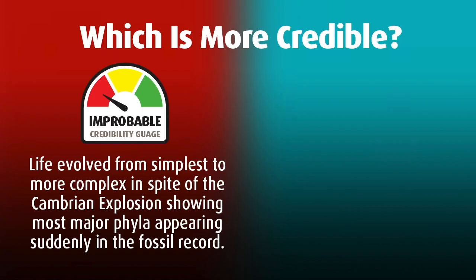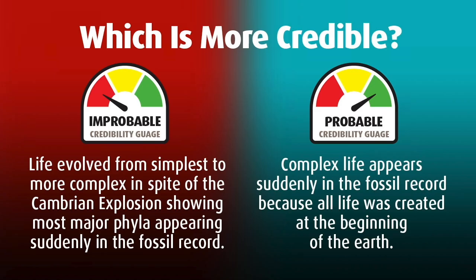Life evolved from simple to complex in spite of the Cambrian explosion, showing that most major phyla appeared suddenly in the fossil record. Now, the geologists and paleontologists don't dispute that the Cambrian explosion happened. They just won't admit that it means that their model doesn't hold up. Or complex life appears suddenly in the fossil record because all life was created at the beginning of the Earth. That's looking a lot more credible.